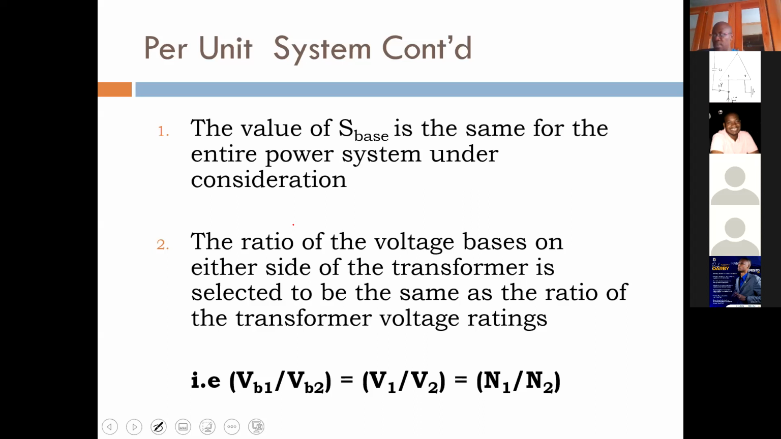Let me start again. I'm going to select the base voltage at a certain point. Once I encounter a transformer and go across the transformer, the base voltage will change. How will it change? Based on this. If we're moving from base 1 to base 2, it must be in the same ratio as the turns ratio of the transformer that I have encountered.